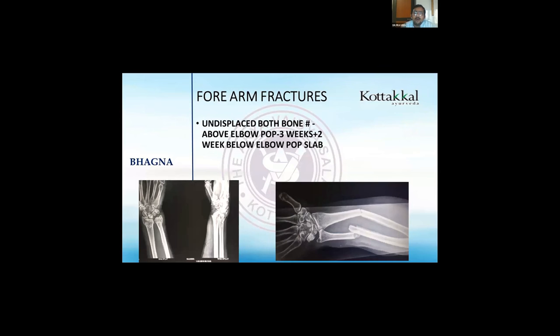Coming to the forearm fractures, both-bone fractures that are undisplaced can be managed through Ayurveda. In this case, we give an above-elbow POP for 3 weeks and later change to a below-elbow POP slab for 2 weeks. If you are using a slab instead of a splint, it serves the same purpose. We can pour Murivenna every day, apply the bandage, and see the improvement. Complete casting is not needed.